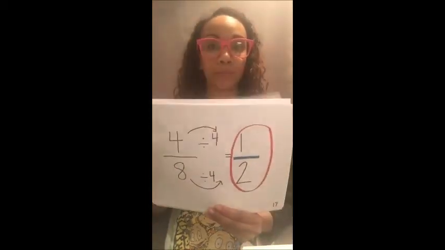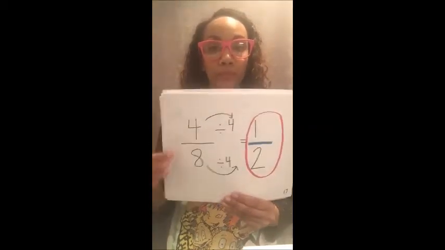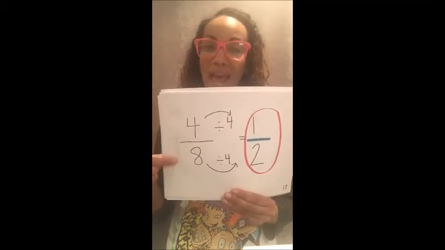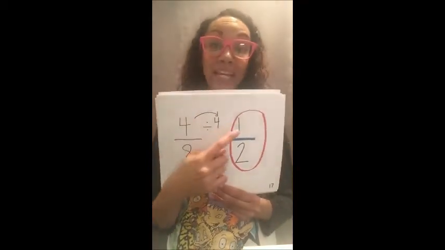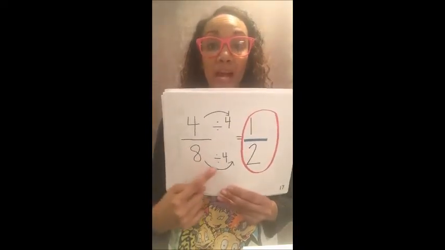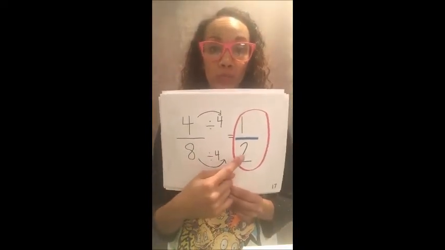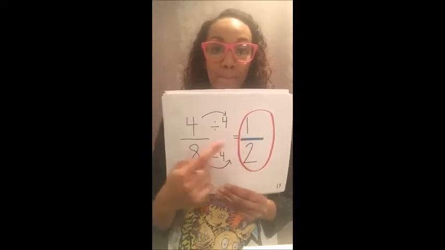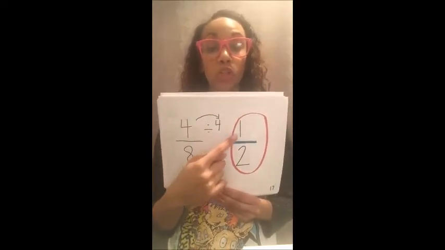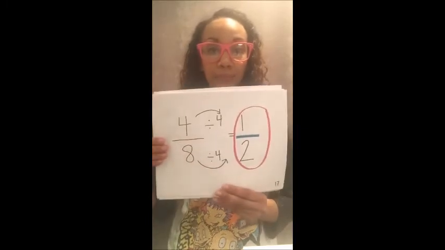So we have 4/8 divided by 4. What we do to the numerator, we also have to do to the denominator. 4 divided by 4 equals 1. 8 divided by 4 equals 2. We want to make sure we do not forget our fraction bar. Now we can see that 4/8 is equal to 1/2.